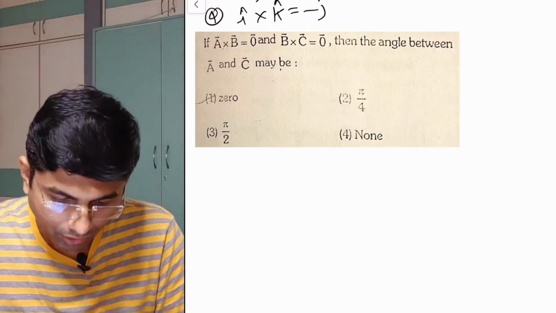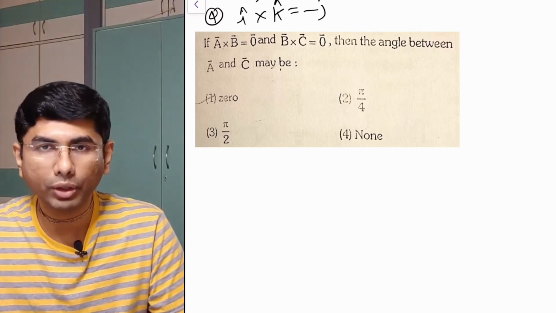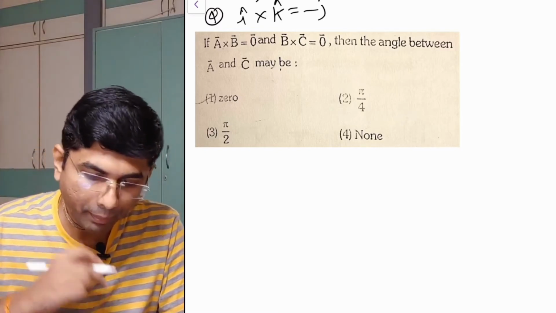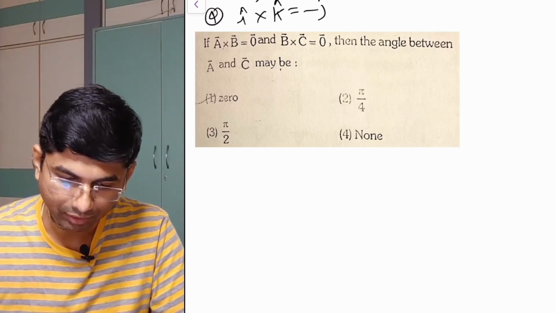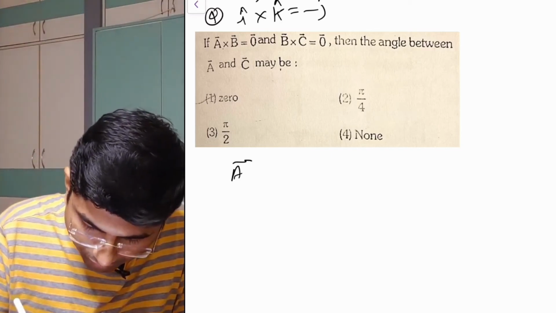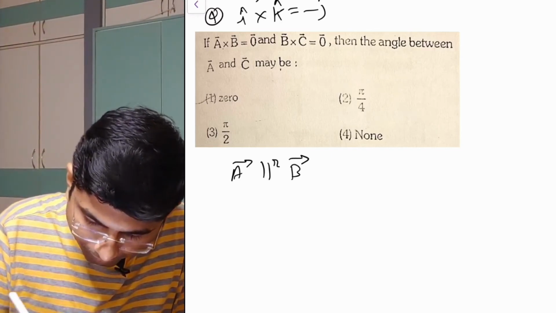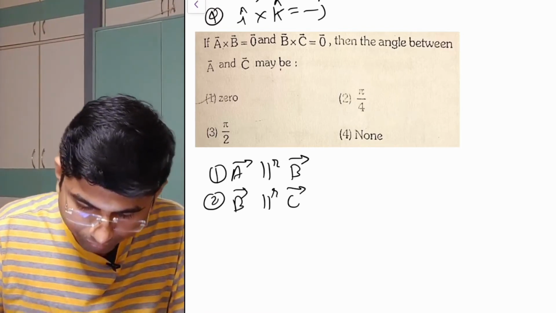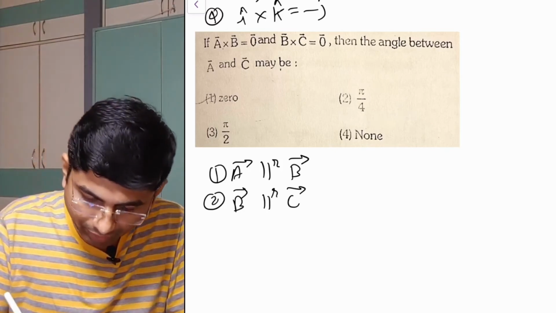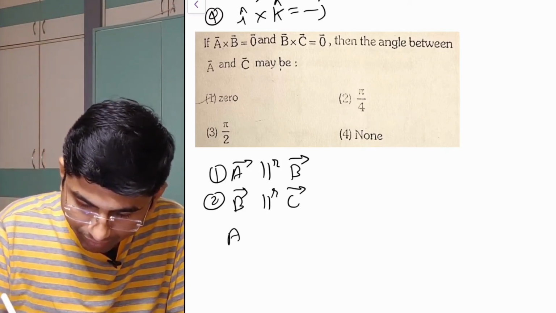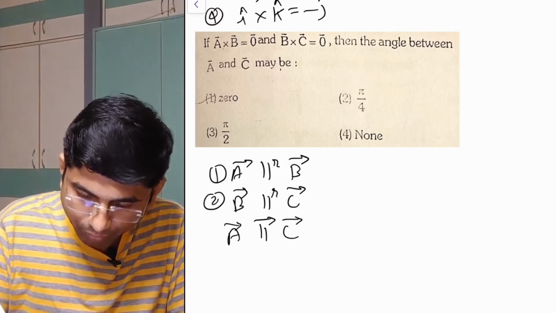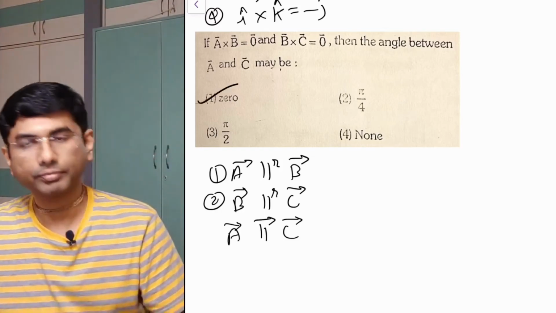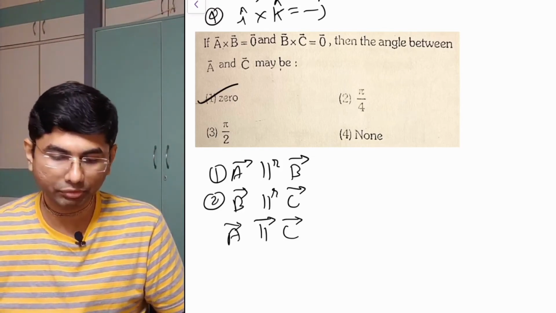That's the question. Now as soon as we know that the cross product is 0, it means sin is 0, so the vectors are parallel to each other. This shows that A vector is parallel to B vector. This is the first case. Second case is B vector is parallel to C vector. From both cases we can understand that A vector is again parallel to C vector. And if they are parallel to each other, the angle between them is 0. So these are some questions we have solved.